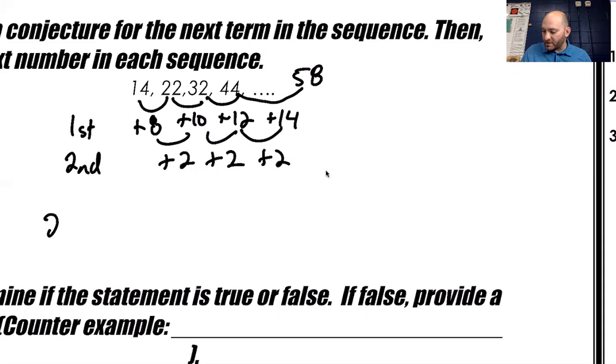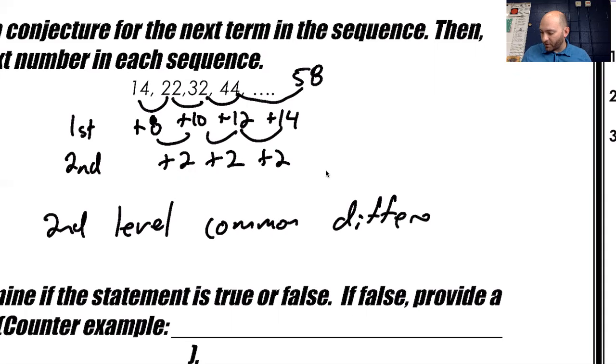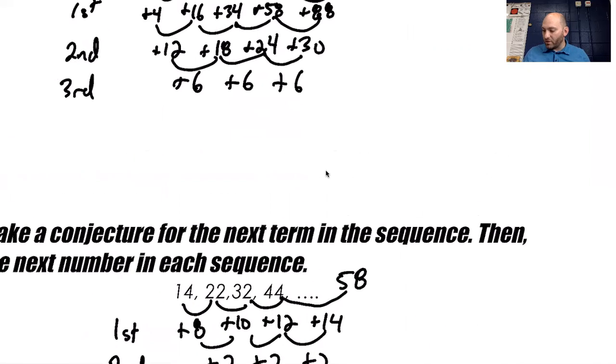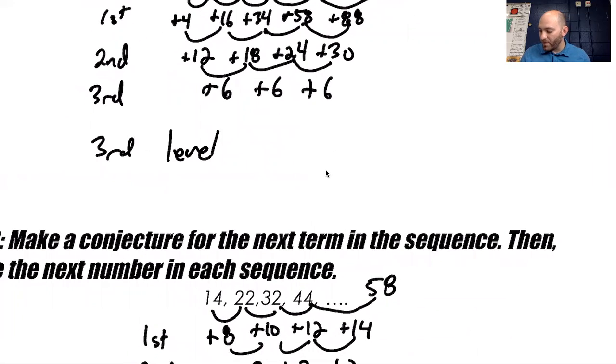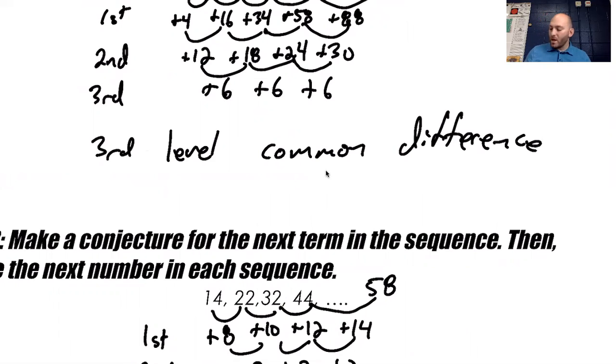So this is called a second level common difference. Okay? That's how I describe this pattern, as a second level common difference. At that second level, they're all the same. Okay? If I went up here, this is a third level common difference. Okay? Now, what does it mean to have these certain levels of difference?